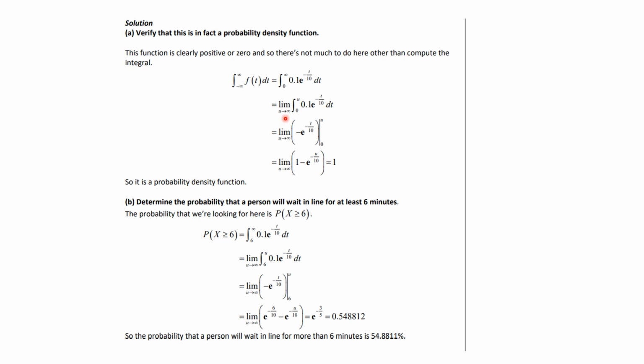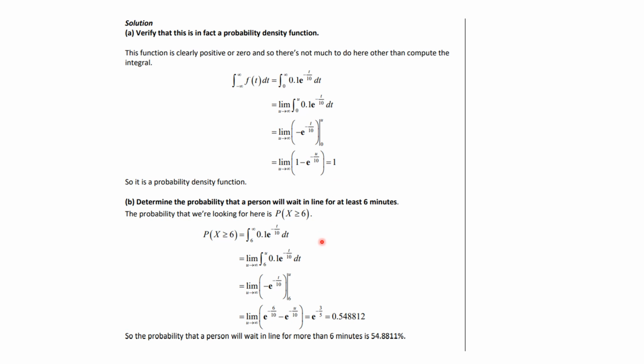So we take the limit as u tends to infinity. This is the integral from 0 to u. There's our integrand. We've done this before, so you find the antiderivative, you plug the values in, and you take the limit as u tends to infinity. Now as u tends to infinity, e to the minus u over 10 approaches 0, so this indeed is 1. And it's also greater than or equal to 0. We saw that from the graph.